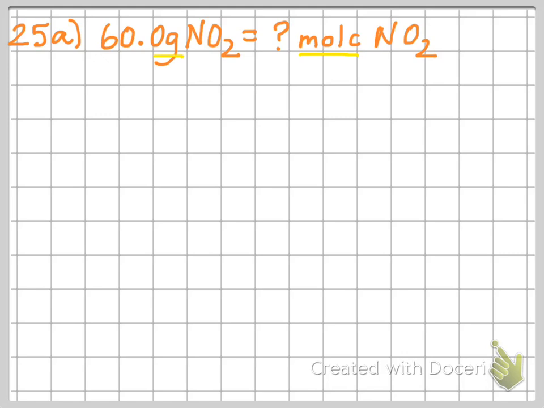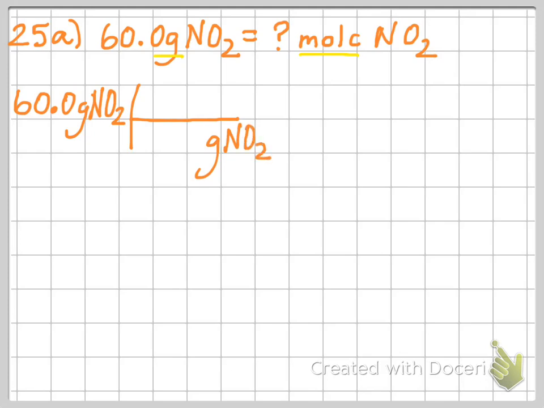So what that's going to mean for this problem is you're going to have to use multiple conversion factors to solve this problem. We're still going to approach it the same way. So we're going to start with our given, which is the 60 grams of nitrogen dioxide. Now, because grams is in the numerator, it has to go in the denominator. So I'm going to put grams of nitrogen dioxide in the denominator.